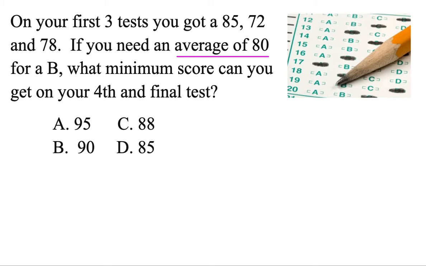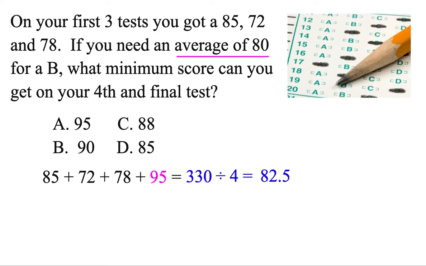Since this one's a multiple choice, we're going to use the values that they give us. Let's add the 3 tests that we got plus a 95. Adding those, we get 330. Dividing that by 4 to get the average, that'll get us an average score of 82.5. But we don't even need that high of an average, right? We're aiming for that 80 on the nose.